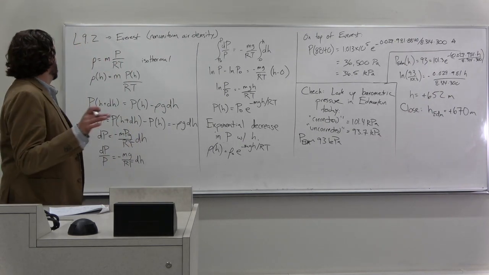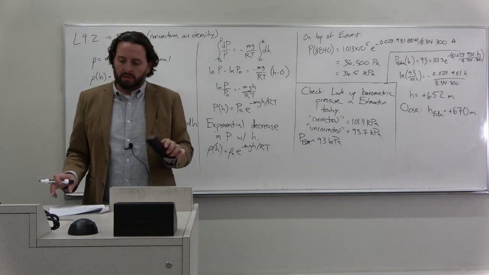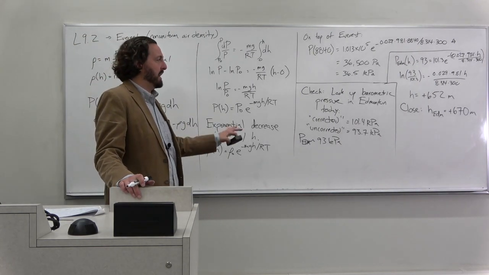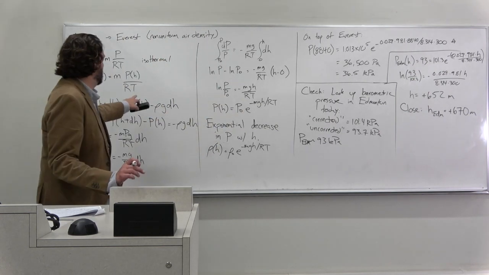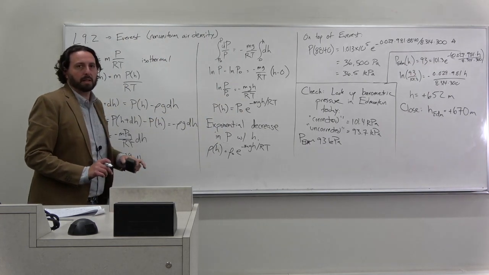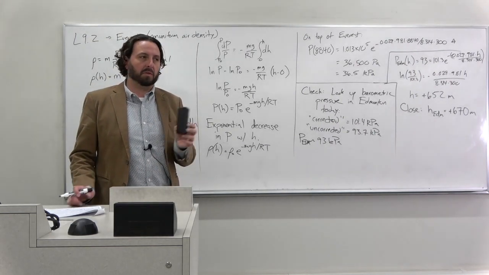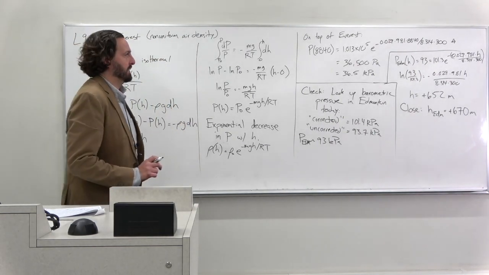So we're going to do lecture 9.3. We're going to do one more section. We're going to check this assumption of isothermal, right? We're going to discuss a little bit more accurately what the temperature profile of the atmosphere actually is.